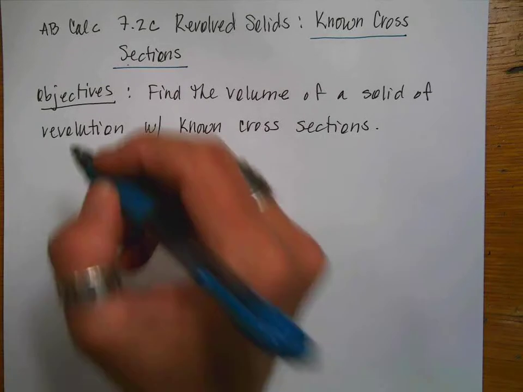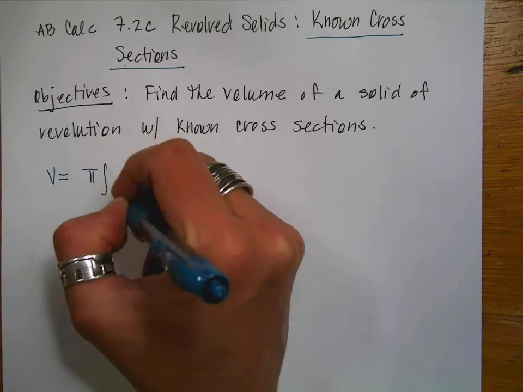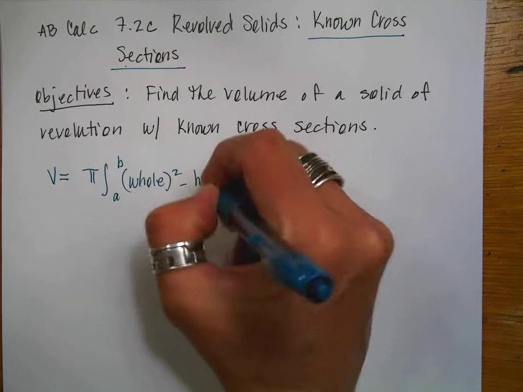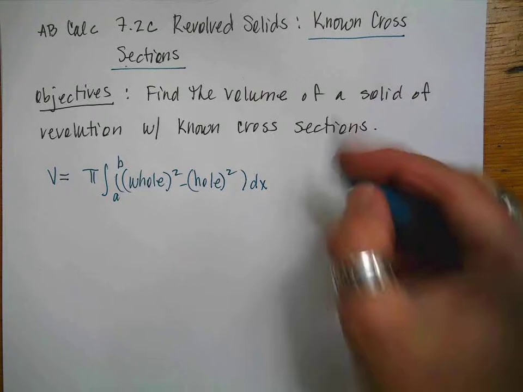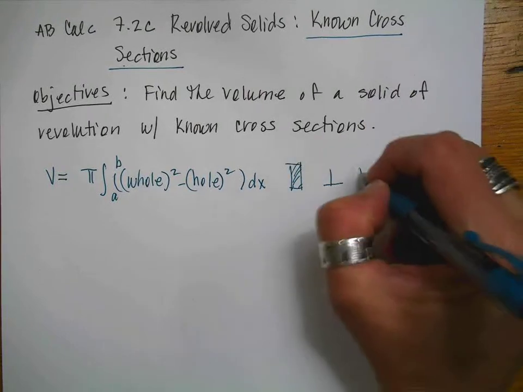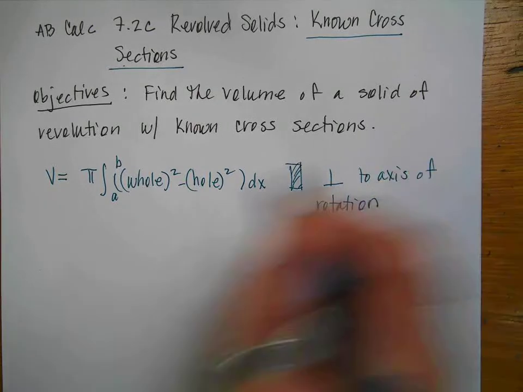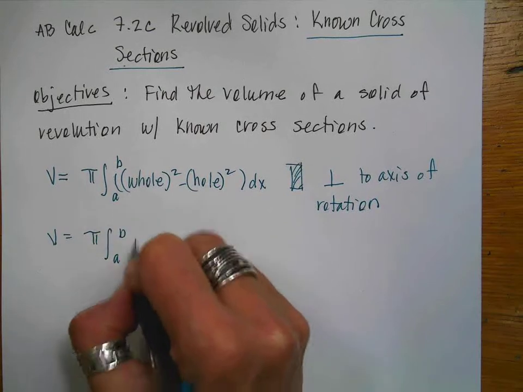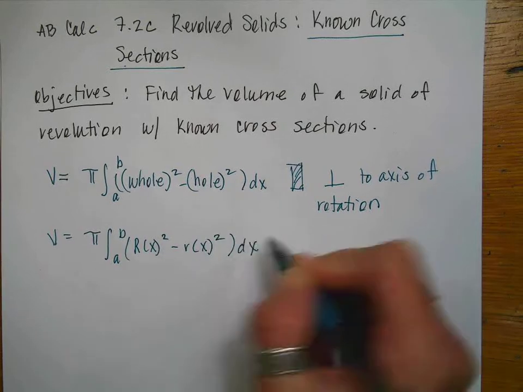So let's review what we've done so far. Basically, we've said that the volume of a revolved solid is equal to pi integral from A to B of the whole quantity squared minus the whole quantity squared, dx. Important to notice is that our representative rectangle is perpendicular to the axis of rotation. So if we make our formula a little bit more official, it's going to be the integral from A to B of capital R of x squared minus little r of x squared, dx.